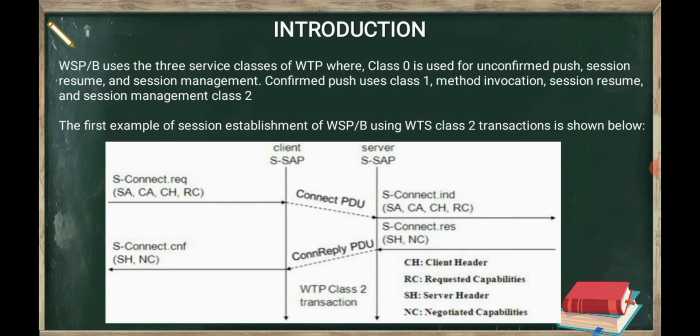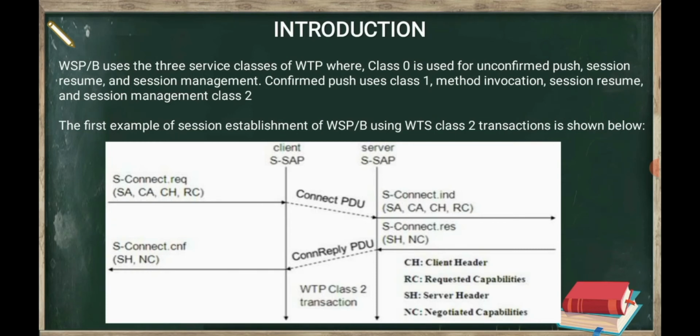Here we can see the picture of session establishment. The first example of session establishment of WSP/B using WTP class 2 transaction is shown below. Here we can see that there is S-Connect request from a client, then it connects PDU, then the server S-Connect.ind, then there is S-Connect.cnf, connection reply PDU.